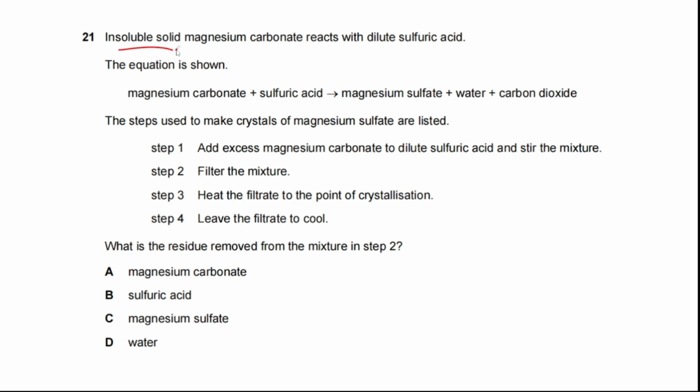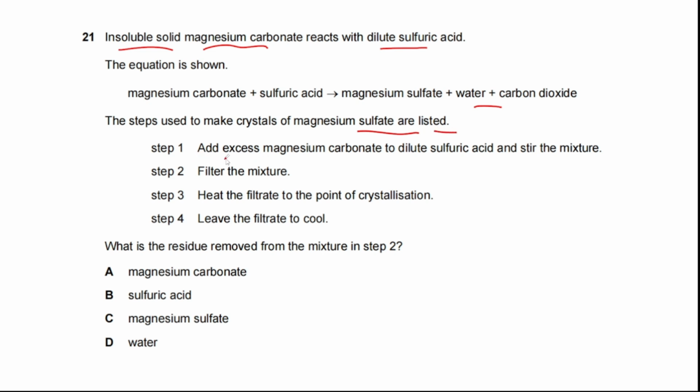21. Insoluble solid magnesium carbonate reacts with dilute sulfuric acid. The equation is shown: magnesium carbonate plus sulfuric acid gives you magnesium sulfate, water plus carbon dioxide. The steps used to make crystals of magnesium sulfate are listed.